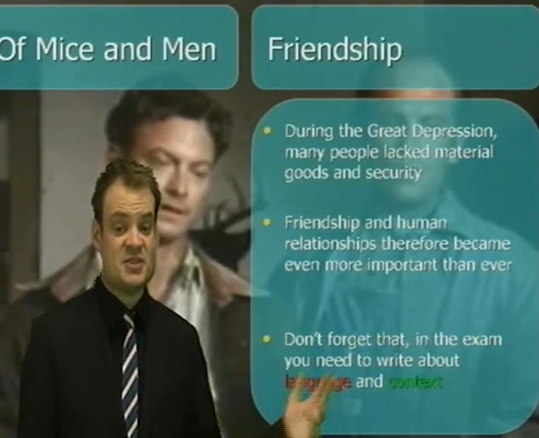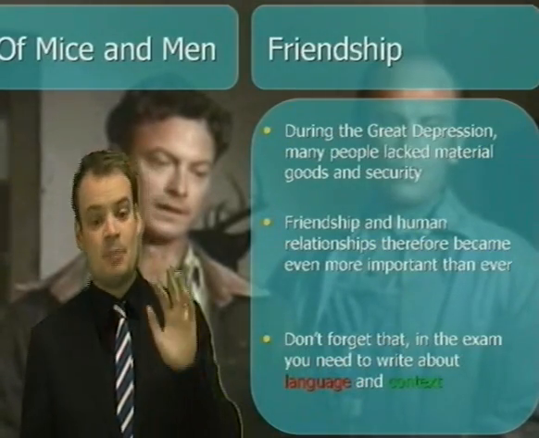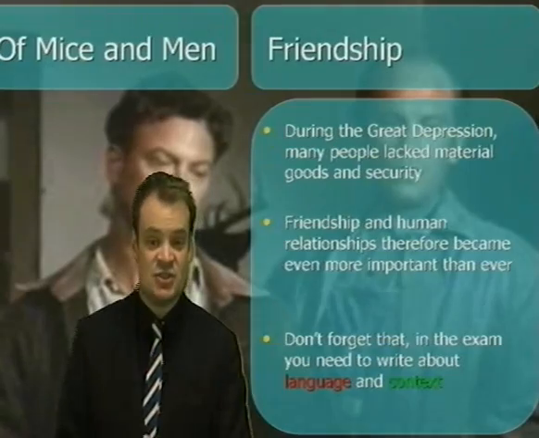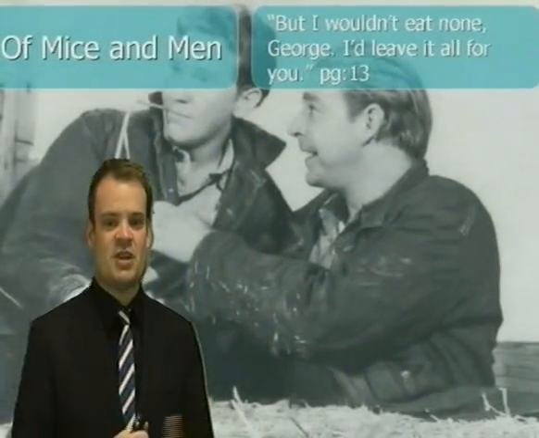So we're going to have our language points in red and our context points in green. In the exam, you'll need to be writing about both of them, and here's some ideas you could use in an essay on friendship. Okay, let's start by looking at a quotation from right at the beginning of the novel.